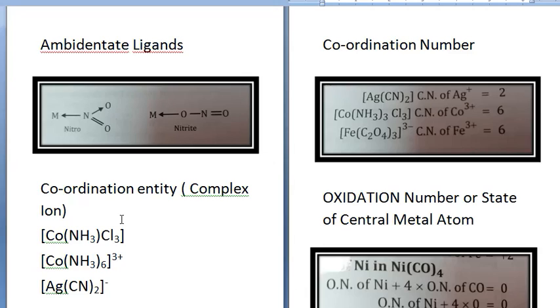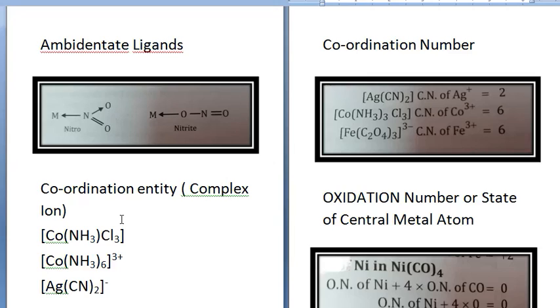Now, a coordination entity contains a central metal atom which is bonded to a fixed number of oppositely charged ions or neutral molecules. It also represents the coordination sphere. This part of the complex behaves as one unit and cannot be ionized. For example, Co(NH3)3Cl3. This is a coordination entity.